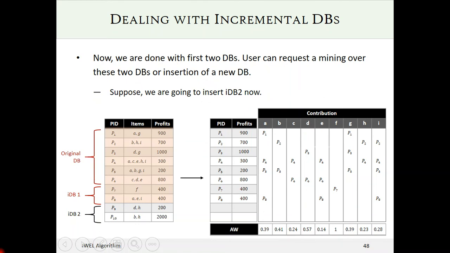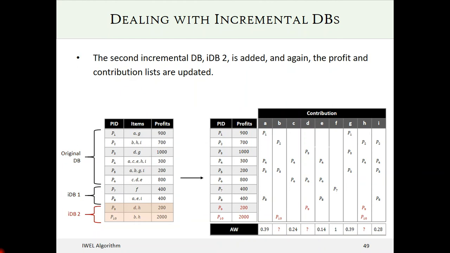When we update tree lists, we are done with the first 2 databases. Now again, the user can request mining over these 2 databases or request an insertion of a new database. Suppose the user wants to insert IDB2 as well. So similar to adding IDB1, the second incremental database IDB2 is added, and again the profit and contribute lists are updated.